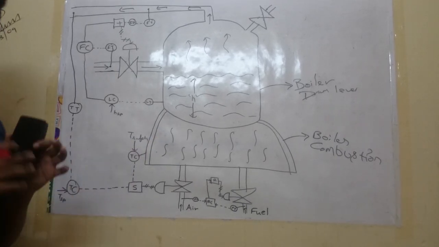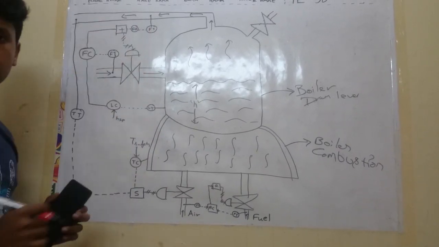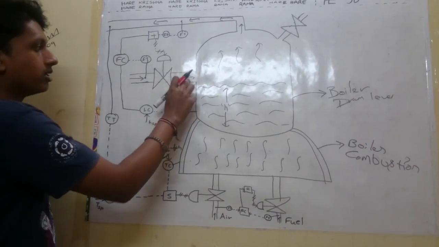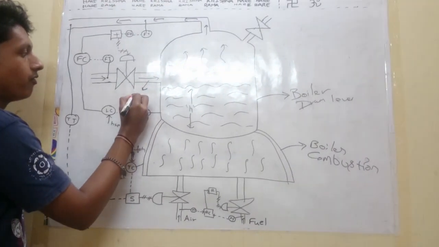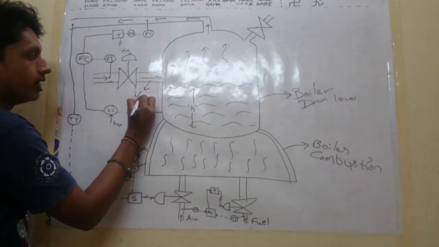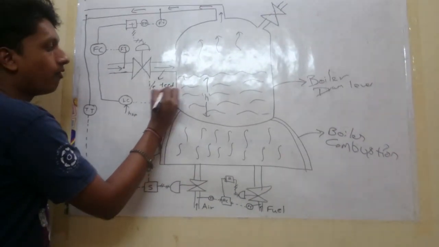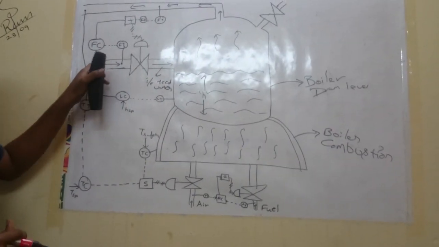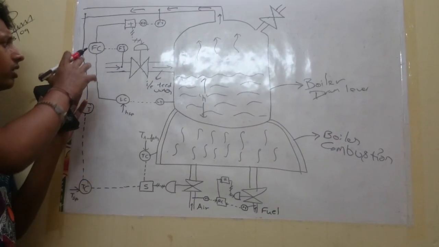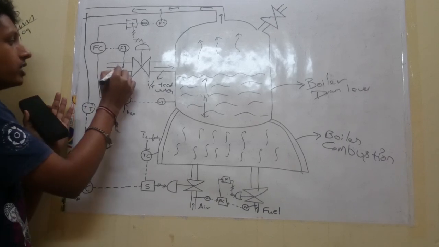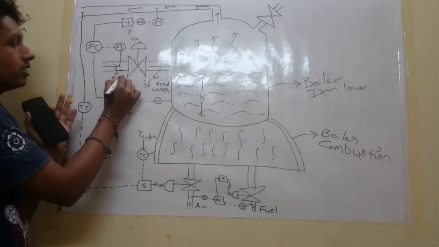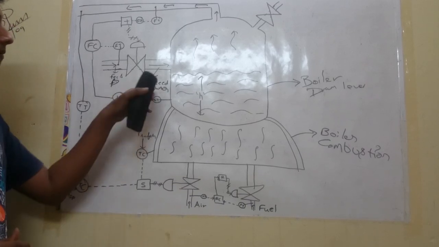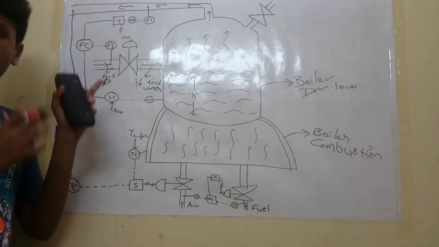But why are we including these things? Because this is the disturbance. What is this? This is the input feed water. Imagine if the feed pressure over here is decreased. If the feed pressure is decreased, then automatically the flow of the feed water will also decrease.